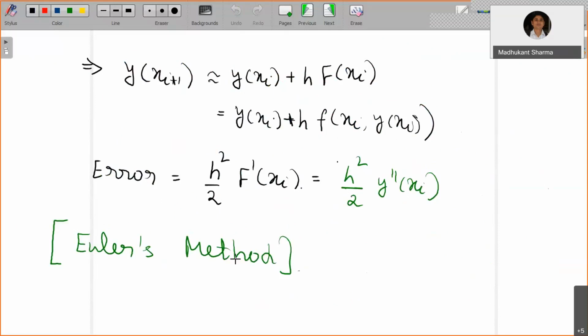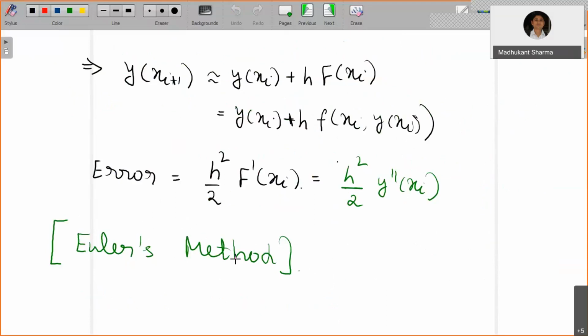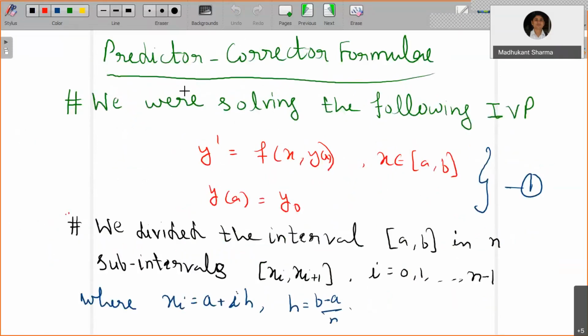Now, instead of the rectangle rule, we are going to use the trapezoidal rule. The trapezoidal rule interpolates this capital F by an interpolating polynomial of degree 1 by using xi and xi plus 1. Then the question comes: how will you predict the value of y at xi plus 1? That we are going to see now. We were solving the following initial value problem.